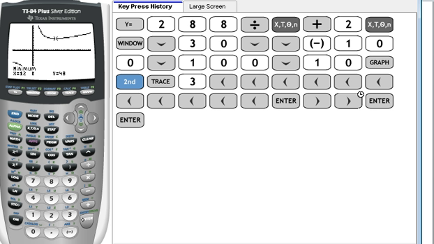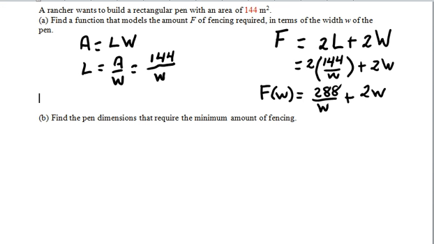And the minimum occurs at the ordered pair 12 and 48. That means when the width is 12, the amount of fencing is 48 feet. So going back to the other screen, the dimensions of the pen that require the minimum amount of fencing are 12 meters by 12 meters. Actually a square.